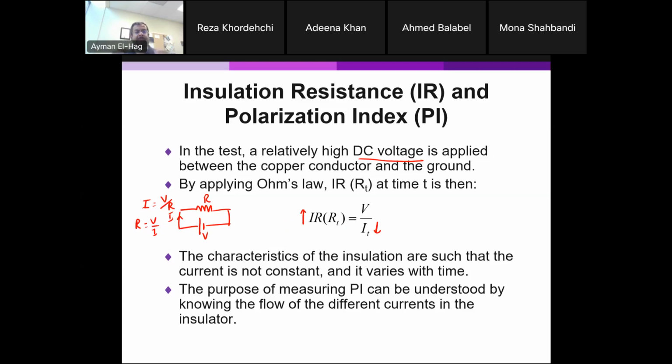So basically, there are different currents that go through the dielectric materials. Some of them increase and stabilize. Some of them start to decrease. And the overall current will be basically decreasing. And we will understand what those currents are and why this is happening in the insulation system.